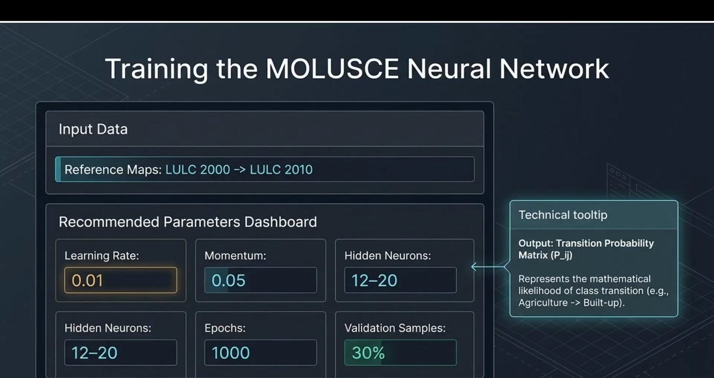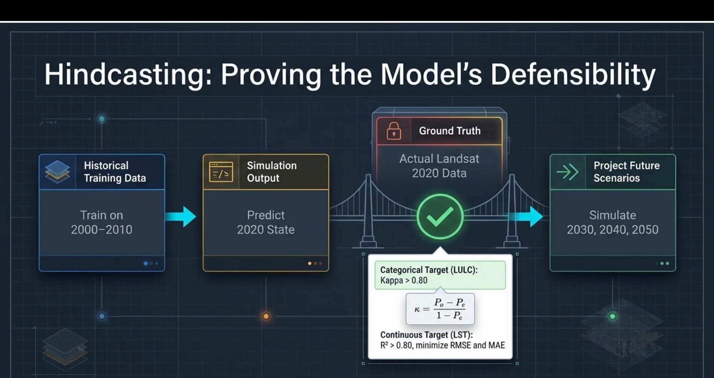After that, training the MOLUSCE neural network. In the neural network, basically we need to input the reference map, the land use land cover. We simply input the reference map. Then in the parameter dashboard we can add the learning rate, momentum, hidden layers, hidden neurons, epochs, and then the validation sample. We simply input all of those in the neural network, and then we can predict and validate the model. We click apply here, and it provides the kappa accuracy and other measures.